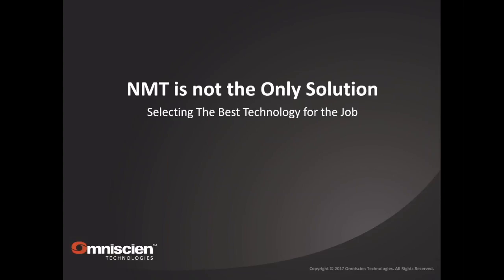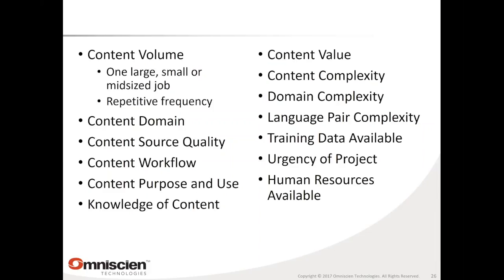One of the things to understand is NMT is not the only solution, so it's very important to select the best technology for the job. You need to look at things like content volume. Is it one large job? Is it one small job, a mid-sized job, or many jobs? What's the repetitive frequency? Is it even worth building a custom MT engine? What is the content domain? Is it something that is suitable for this? What is the source quality?